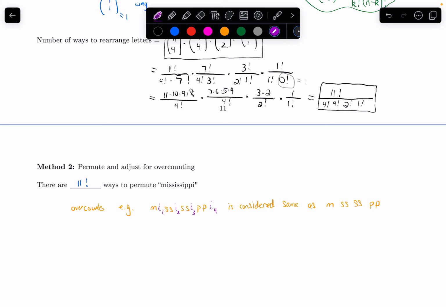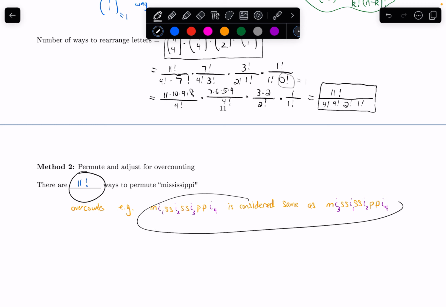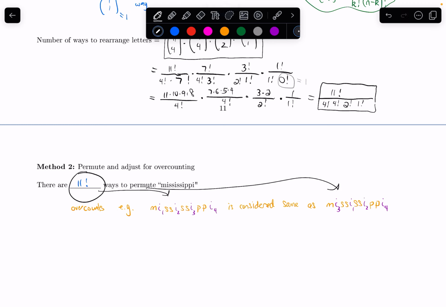All right, and then let's switch the order of the I's a little bit. So let's say that this was I3, and then I had I1, and then I had I2, and then I had I4. So for our purposes, if we switch the I's around, that's the same word. This is still Mississippi either way. But 11 factorial would actually count these as different. So we want to consider these to be the same, but 11 factorial counts these two things as different.